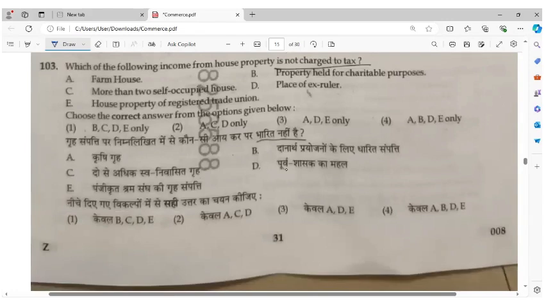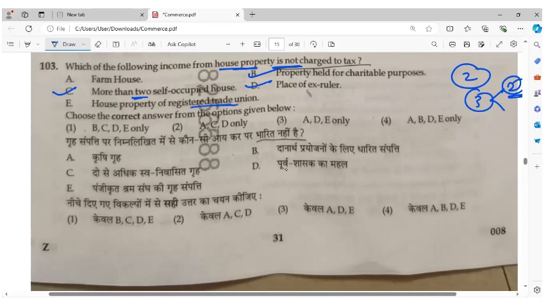Now, which one of the following incomes from house property would not be charged to tax? Here, in house property, property held for a charitable trust is not charged. And more than two self-occupied houses: if you have 3 houses, 2 are exempted under house property, but more than 2 are not exempted, so it is charged. Also the place of the ex-ruler, and house property registered by a trade union. So B, C, D are not charged, and a farmhouse is charged in house property.